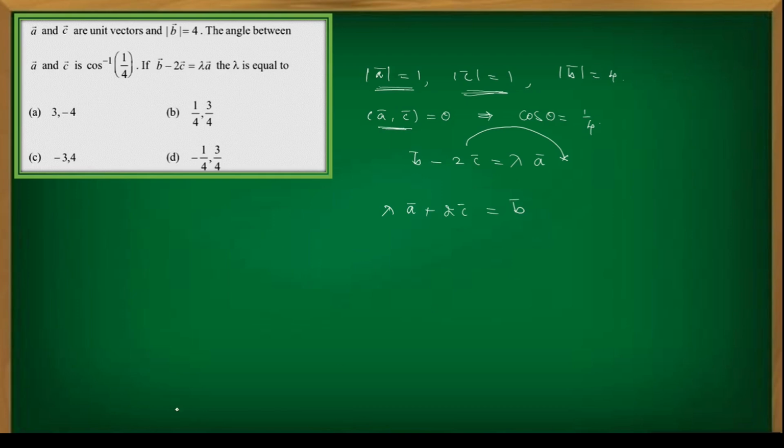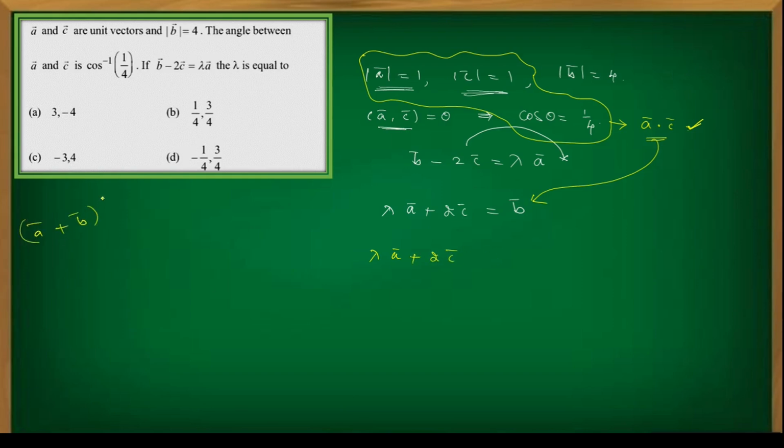Right. Now whenever you want to use this data, mod A bar is 1, mod C bar is 1 and cos of the angle between them is theta. If you use this, you will get A bar dot C bar. Now how do you get that A bar dot C bar here? If you square on both sides, that can be obtained. So lambda A bar plus 2C bar whole square. Whenever you square the sum of two vectors, what do you get?